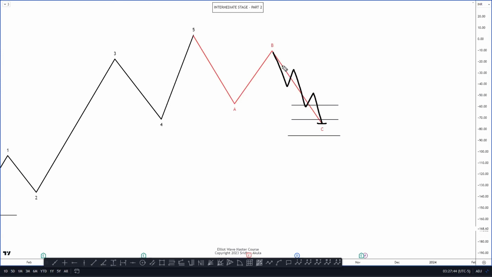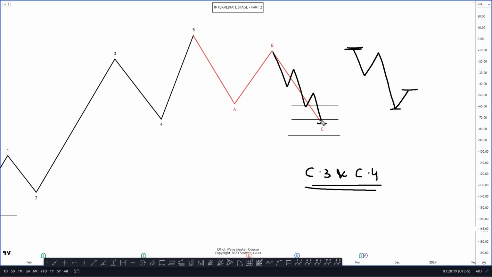Now, if you are working within wave C, you don't want to calculate every wave in wave C. It is enough if you calculate C.3 and C.4. So you will wait for C.1, C.2, C.3 to form. Then you will calculate C.4. How? A 38 to 50% retracement of the entire move. It is C.4, not 3.4.